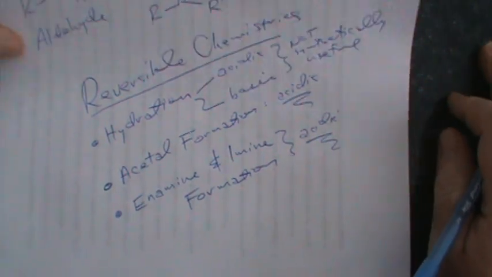So let's get started. Let's look at these hydration reactions. Now, because aldehydes and ketones are so closely related, it doesn't really matter which one we pick. In class recently I chose an aldehyde, so I think this time I'll choose a ketone. And once again, those R groups can be but don't need to be the same.